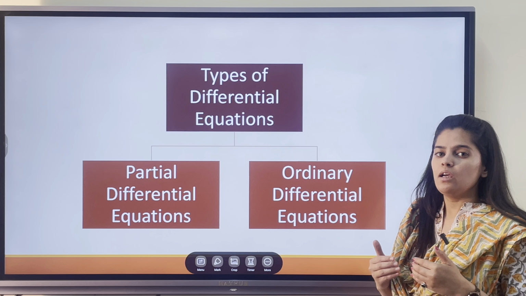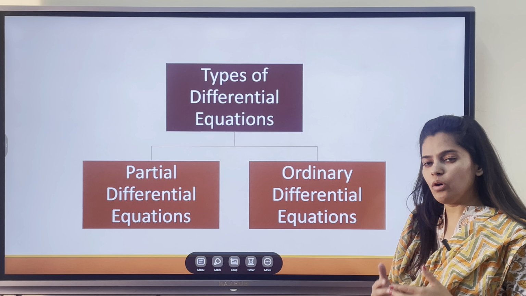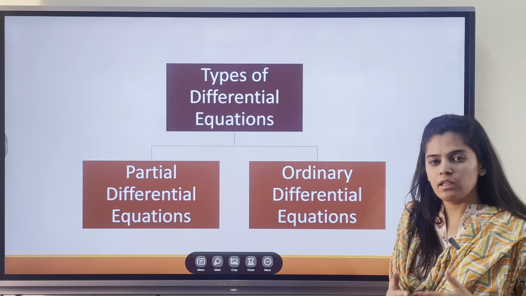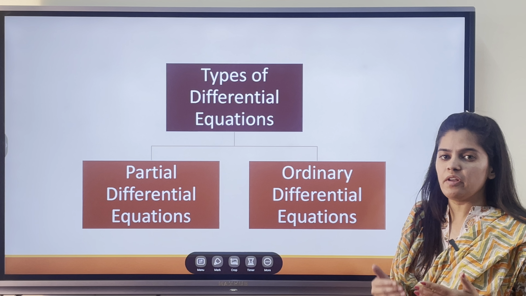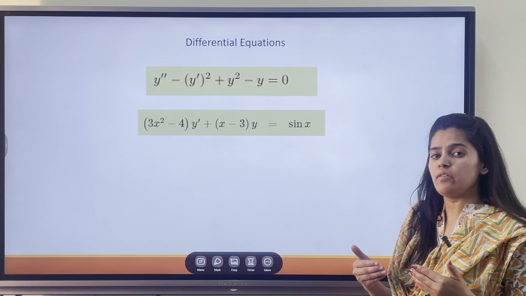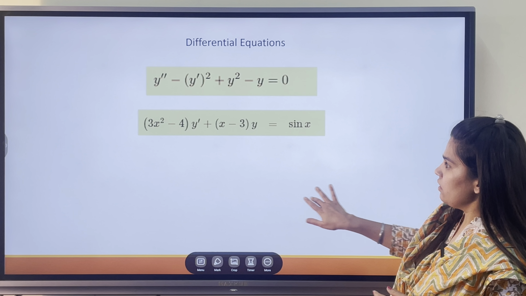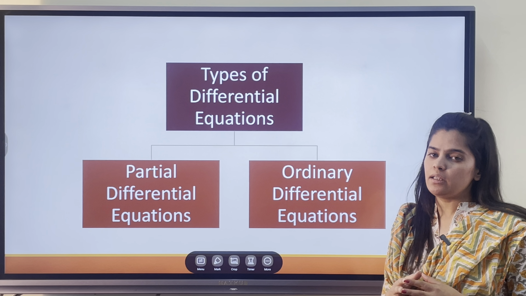In mathematics, we normally deal with two types of differential equations: partial differential equations and ordinary differential equations. Partial differential equations are equations in which there is one dependent variable with respect to which a derivative is taken, with more than one independent variable, whereas in an ordinary differential equation, there is one dependent and only one independent variable.